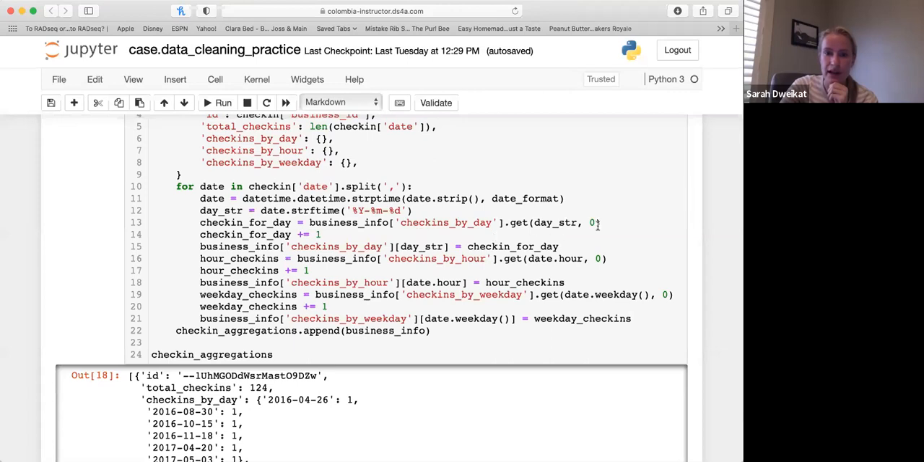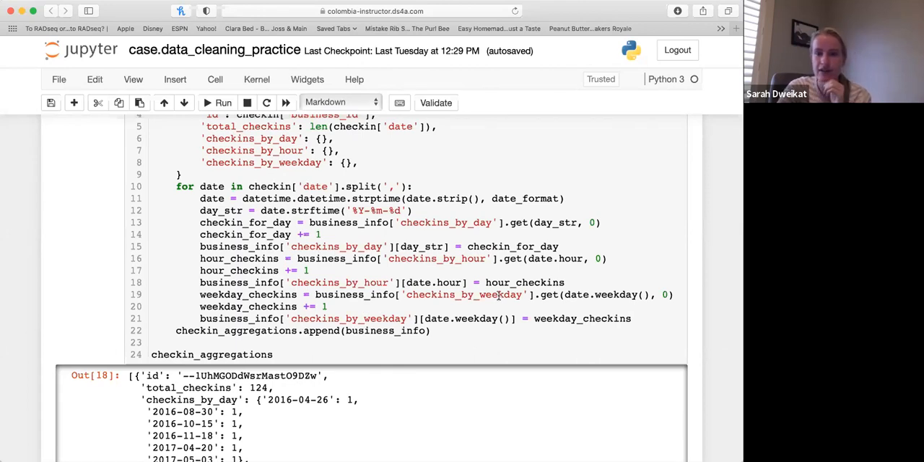So what we want to do is count the number of days that we have, for the same day for the check-ins. And then we're adding 1 or 2 or 3 or however many there are. And then we're appending that into our check-ins by day up here for business info. And we want to also print off the string. And so that's similar to what we do for our check-ins by hour and our check-ins by weekday.